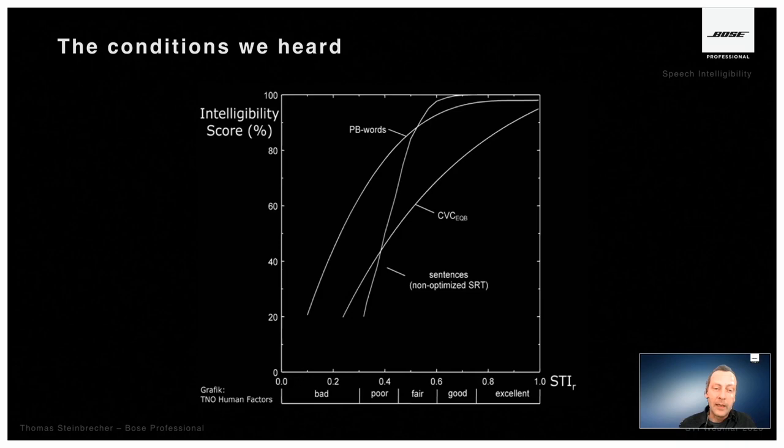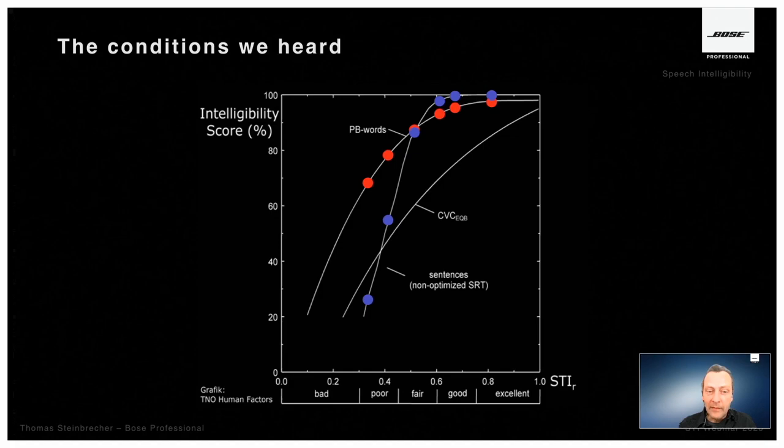So one thing I want to point out here is that these are the six conditions we heard, right? And in sentence intelligibility, those are the six blue dots. And you can see for condition 1, 2, 3, the sentence intelligibility is significantly increasing, but then we are already at an STI of about 0.6. We already have much more than 90, even more than 95% of sentence intelligibility.